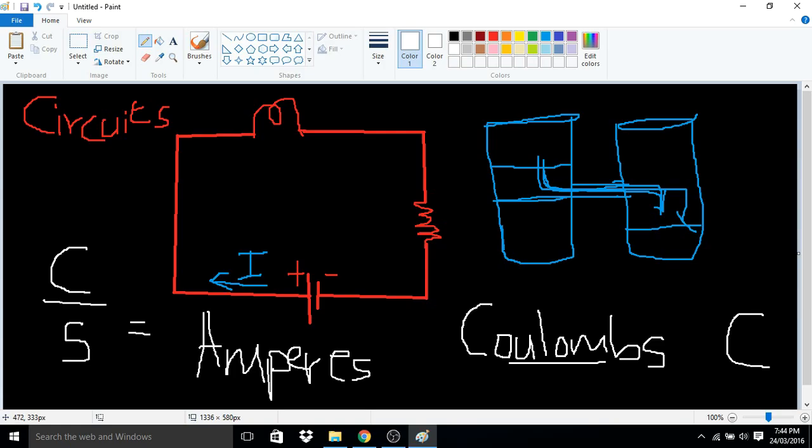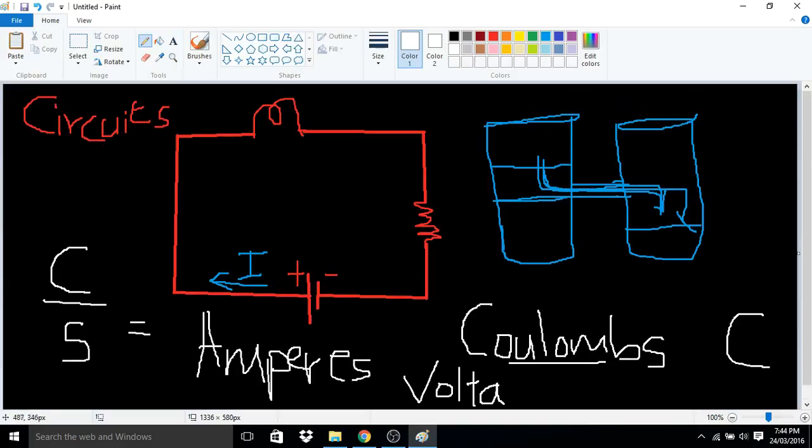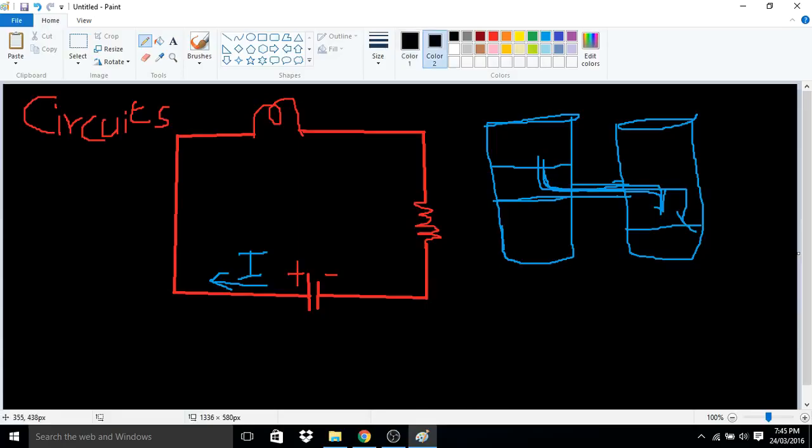Now, what is the unit of potential difference? The unit of potential difference is the volt. The battery was made by Volta. He is a scientist. Volta is a scientist, and he made a battery. He invented the battery, and that is why the unit of potential difference has been named after him. How do we calculate potential difference? Alright, the potential difference, that is V, is found out by dividing the work done by the charge.